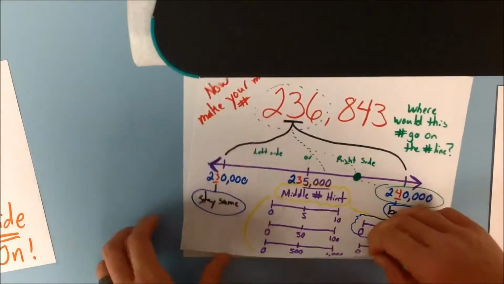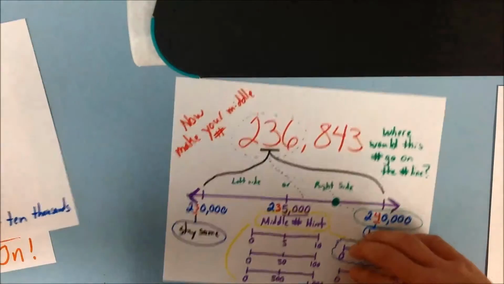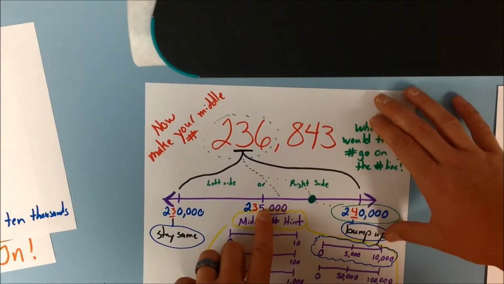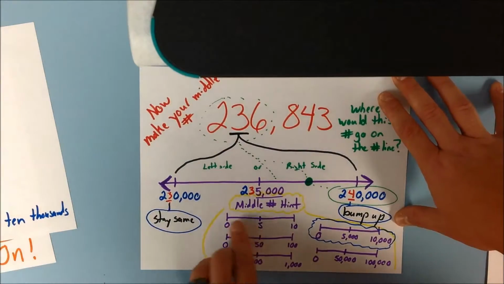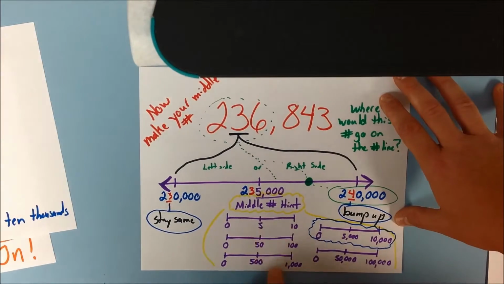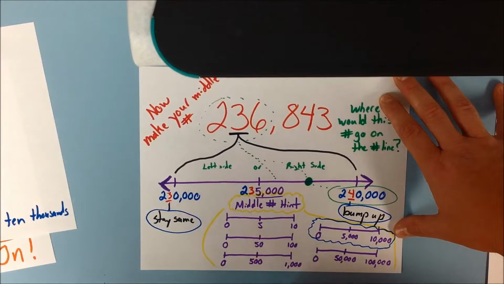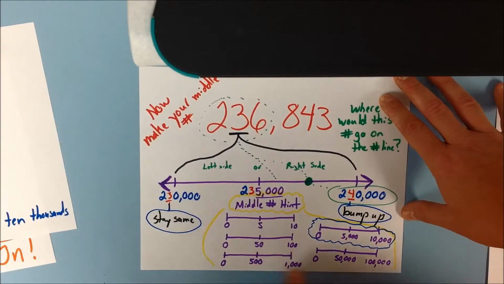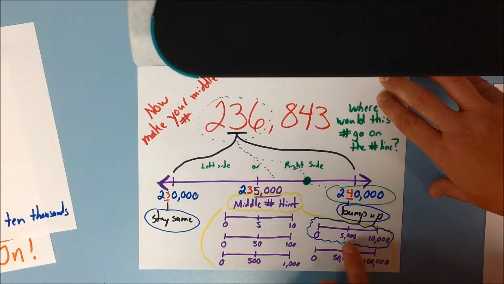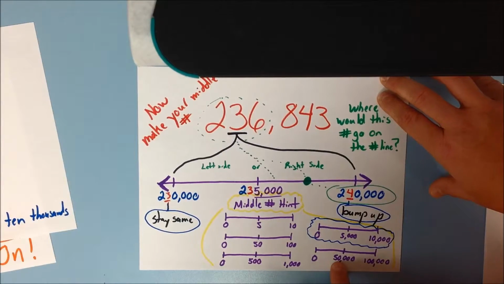Okay, now let's make the middle. The biggest thing on the middle, I have a bunch of hints here, so let's check them out. If we're rounding to the nearest 10, so between 0 and 10, we're going to have a 5. If we're rounding to the nearest 100, we're going to have a 50. If we're rounding to the nearest 1,000, so in between 0 and 1,000, we're going to have 500. If we're rounding to the nearest 10,000, so between 0 and 10,000, we're going to have a 5,000. If we're rounding to the nearest 100,000, we're going to have a 50,000.